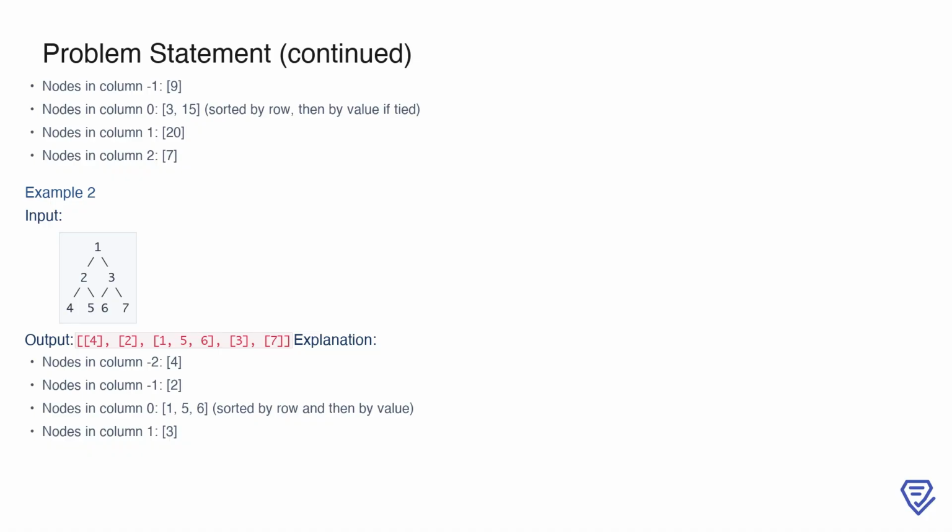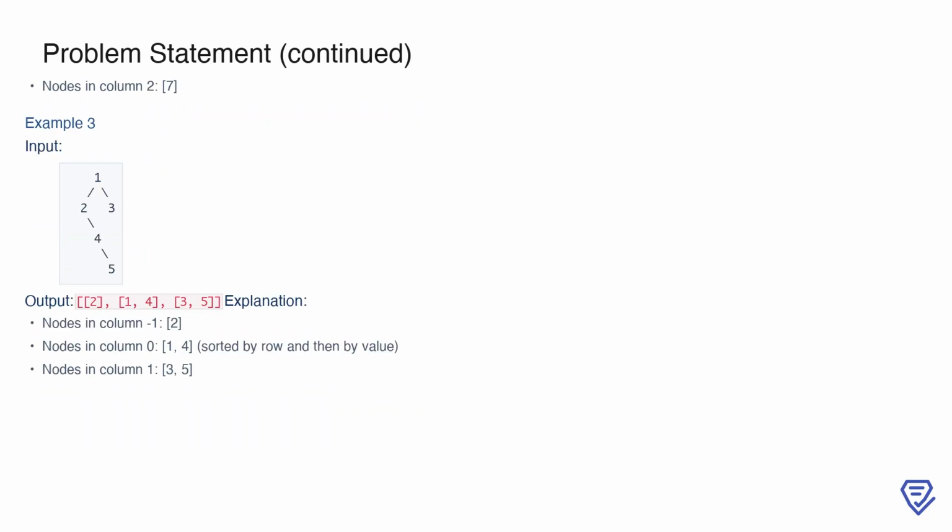Let's look at an example to clarify how the vertical order traversal works. Consider a binary tree where the root node has a value of 3, with left child 9 and right child 20. The right child 20 further has two children, 15 on the left and 7 on the right. The vertical order traversal groups nodes into columns based on their positions. For this tree, the nodes in column -1 are 9. Column 0 contains 3, 15, sorted first by their row values and then by their actual values. Column 1 contains 20, and column 2 contains 7. Thus, the final output is [[9],[3,15],[20],[7]].